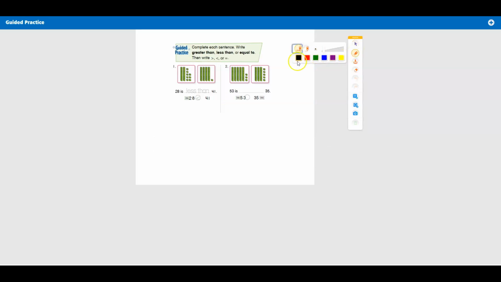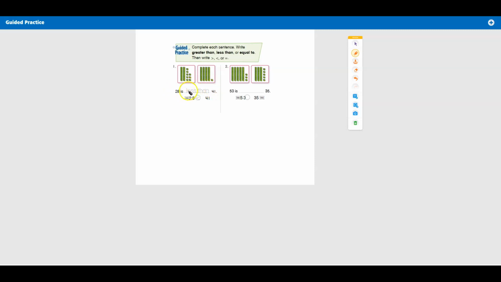Now let's look at our guided practice together on page 379. Our directions tell us to complete each sentence. Write greater than, less than, or equal to. Then write the symbols greater than, less than, or equal to. The first one has been completed for us. We looked at the models, saw 2 tens and 8 ones, which makes the number 28. The next model had 4 tens and 1 one. This makes 41.